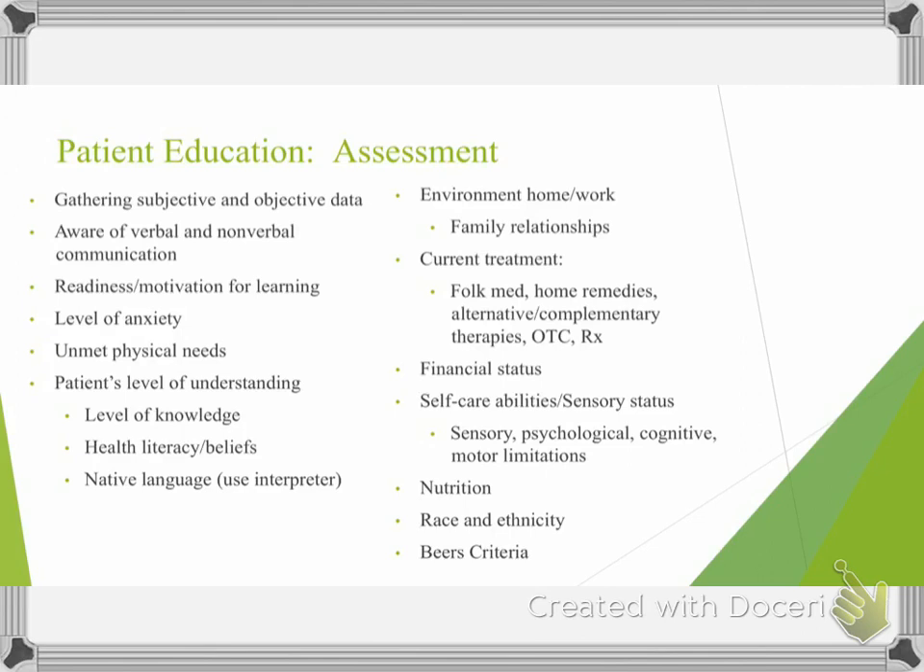Their self-care abilities. Are they able to take care of themselves? Do they have any limitations that hinder their ability to take the medications? Okay. Their nutrition, because some medications require certain things. Race and ethnicity, different thoughts related to medical treatments. So we need to find out what their thoughts are. And then the Beers criteria, the meds associated with risk in older adults.